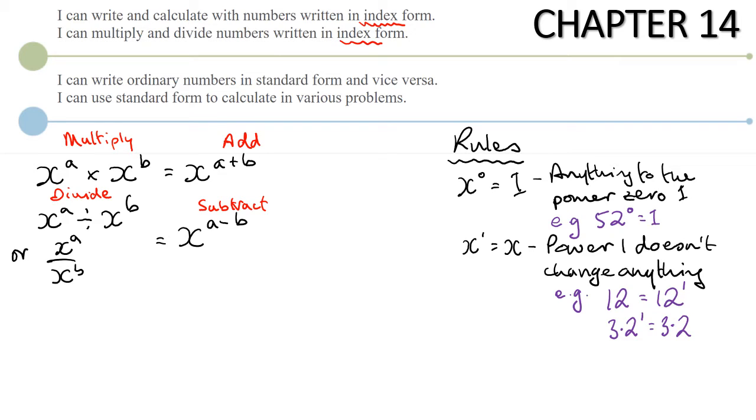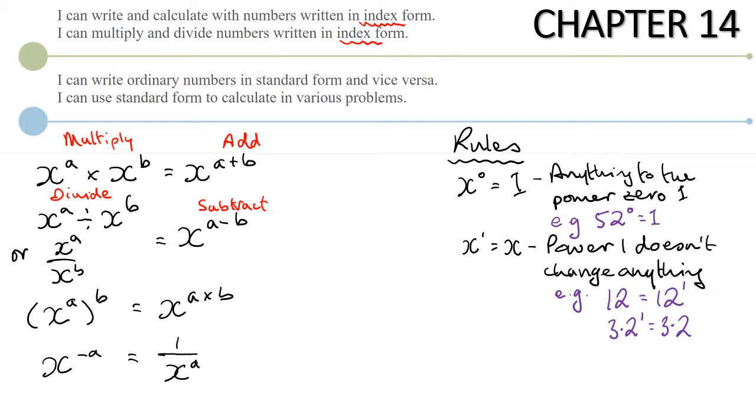This might be useful later on. Another rule is that when you've got something to a power and that's to another power, we multiply the powers. And one more rule, anything to a negative power is equal to 1 over the positive power. So let's do some examples of each one of these.